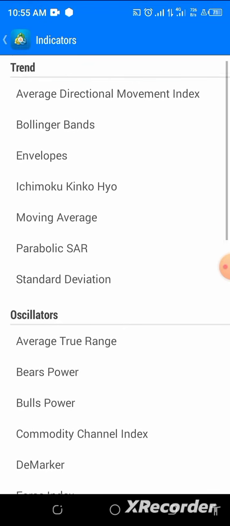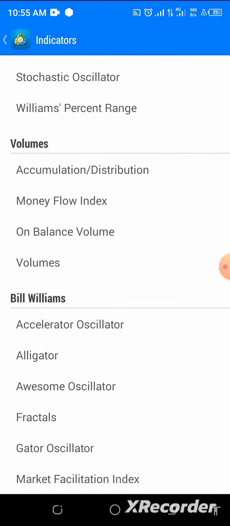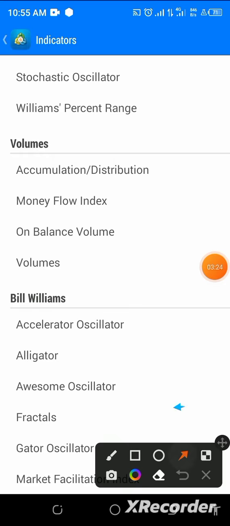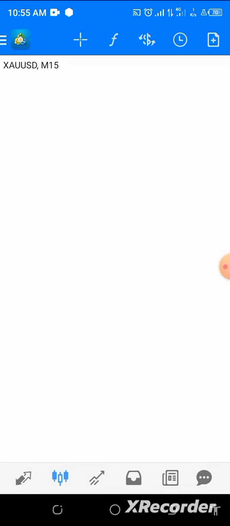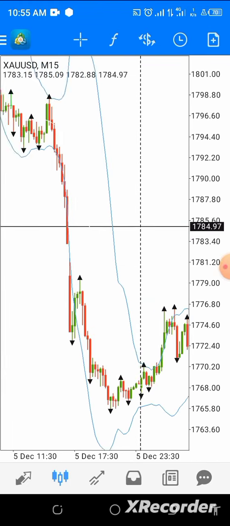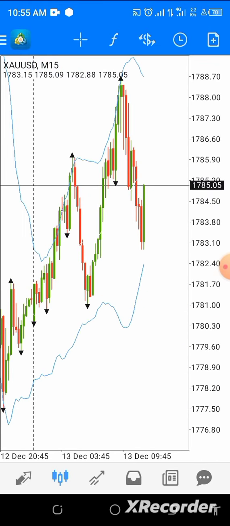Now let's go to our F sign again and look for B. Williams indicator. This is B. Williams, and here is our fractal. We click on fractal. It is by default any color of your choice. Then you click done. Here is how your chart will look like.